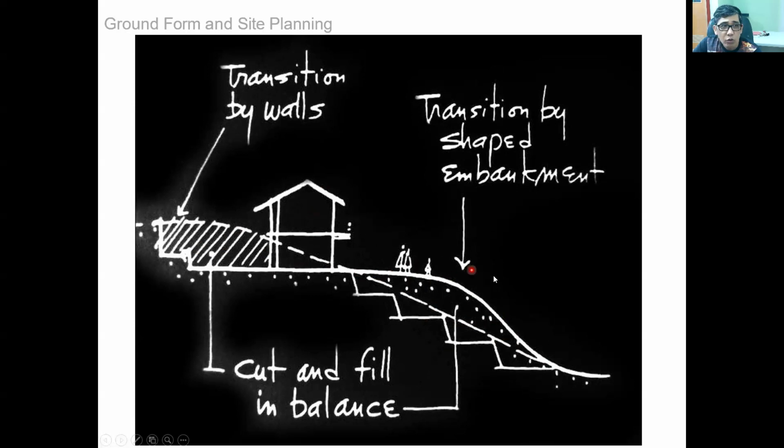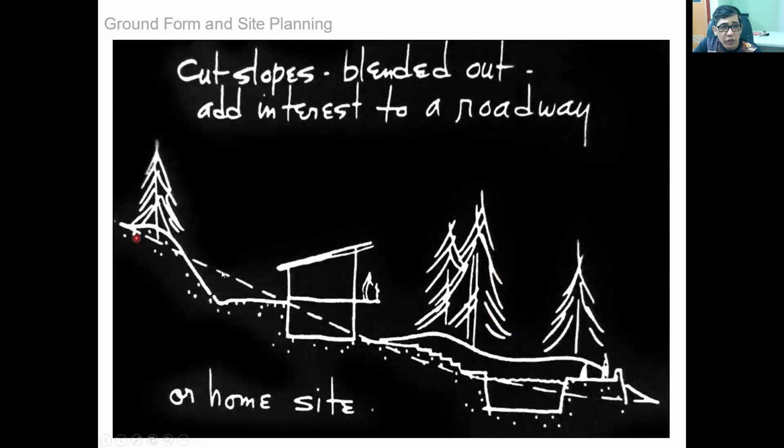So this is one solution for cut and fill balance. Another one is this one. If this is the natural slope of the land, you can cut areas, you can remove this area, and then when you remove this area, you can fill it on this area. You can remove this area, you can fill it on this side also. So these are the different ways to cut and fill a site.